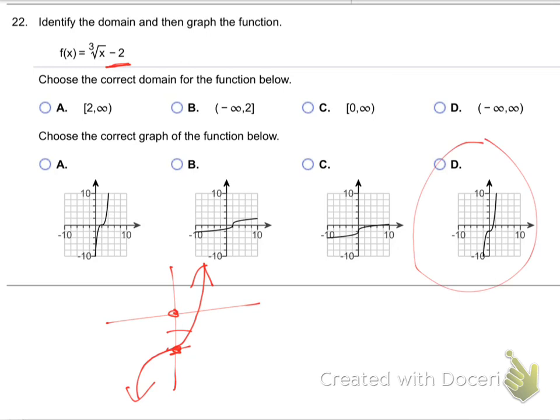So which one does that? Looks like D, right? See how the center is down 2? B and C are crazy. They're going sideways. That's not right. And so we got it. And they want the domain? Yeah, they want the domain. What's the domain? Remember domain? Domain is how far left, how far right. Yeah, negative infinity to infinity. There's the domain. Forever left and right, huh? Are we good on that?